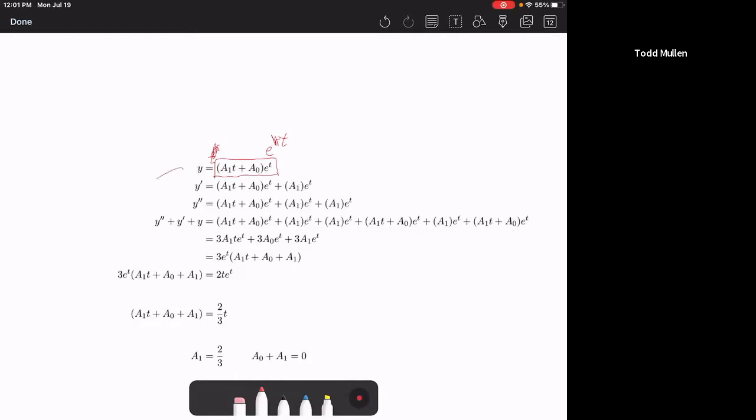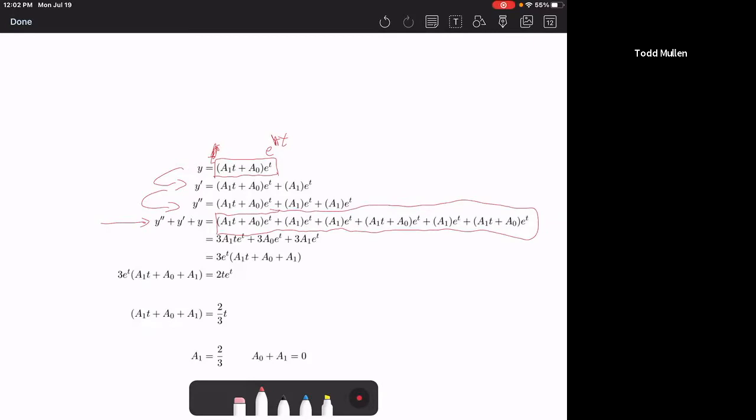Now we'll take our derivatives. We've done this quite a bit by now where we're just taking product rules, but you can check your math against this. And then we're going to plug in y double prime, y prime, and y into the equation we're working with, which is y double prime plus y prime plus y equals 2t e to the t. So this is what we get when we plug it all in, this whole line here.